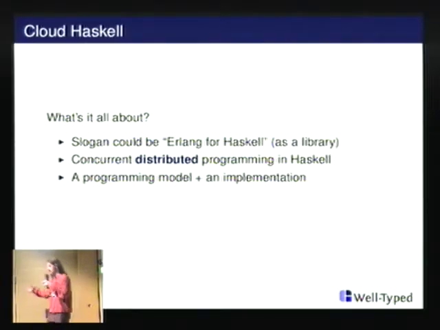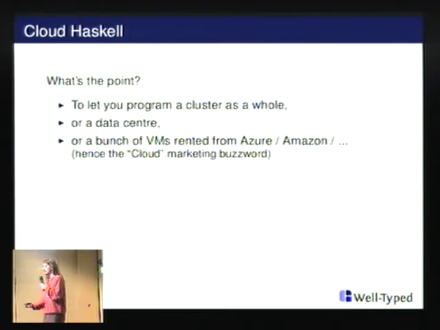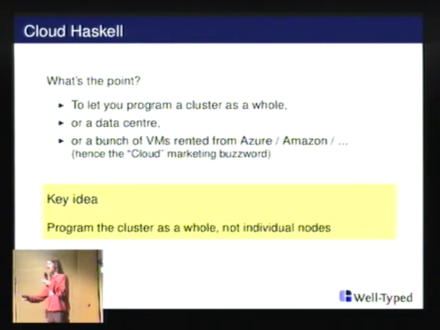So a very quick recap on Cloud Haskell. The slogan could be Erlang for Haskell, but as a library. So it's explicitly concurrent, and it's all about distributed concurrent programming, and it's both a programming model and an implementation. The point of this thing is to let you program clusters. So this is distinguished from just using your normal client-server socket programming. The idea here is that you're programming a whole bunch of nodes as one. You're running one program across an entire collection of nodes. You're thinking of it as one program and just lots of resources available to you, rather than kind of in one little box, just thinking about what comes in and out of the one node.